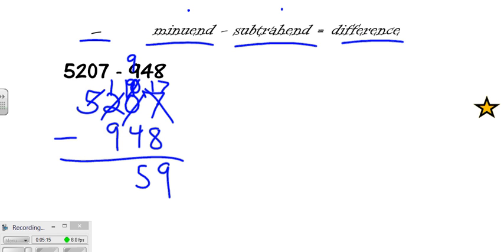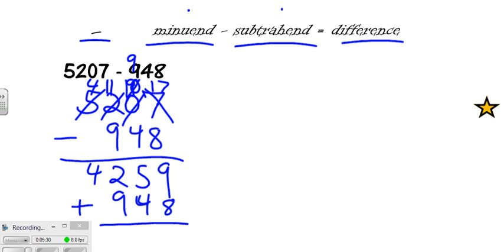1, can't do it, so we're going to borrow here. This becomes an 11, this becomes a 2, and we throw in a 4. And of course you can always double check your work by adding things back in, right? So we can say, all right, let's add 948 back in, and we should get a 7, carry the 1, 0, carry the 1, 2, carry the 1, 5. And of course we got the right answer.